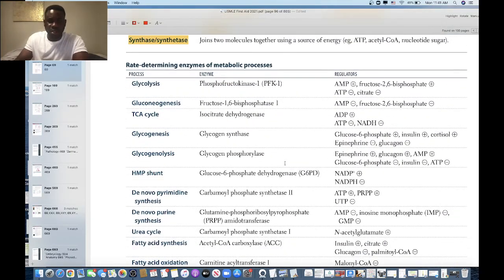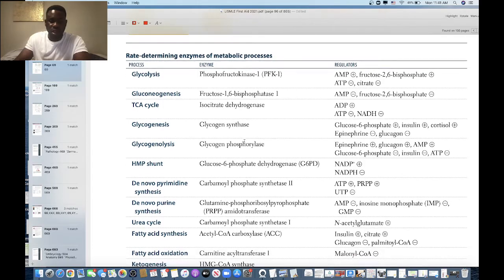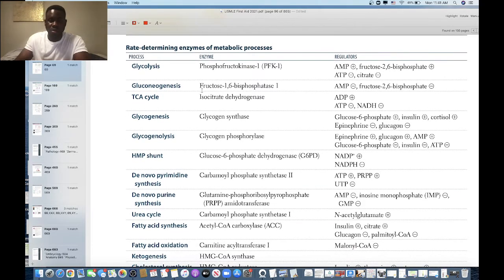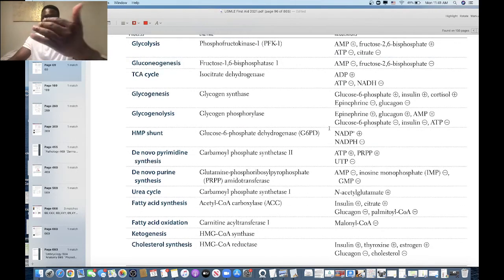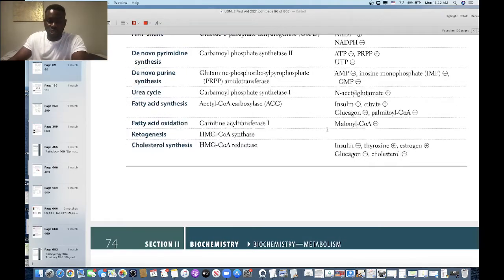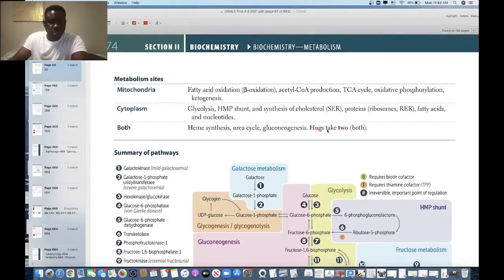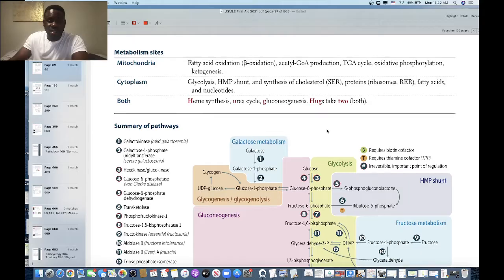The rate limiting enzymes in metabolic processes. As we go through the pathways, we will see them. We don't have to memorize all of them right now because we've not seen the pathway, so it will not make any sense to be learning all this rate limiting enzyme, because you have to reach the pathway before you understand what is going on. Don't memorize this without knowing the pathway, and as you learn the pathways, they will come by themselves. So let's move on.